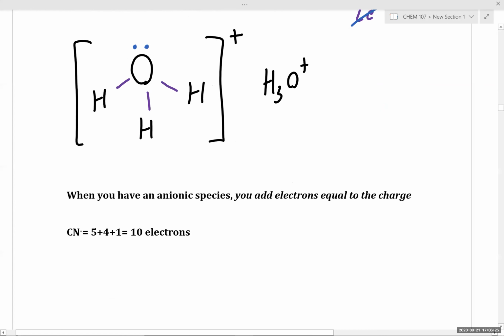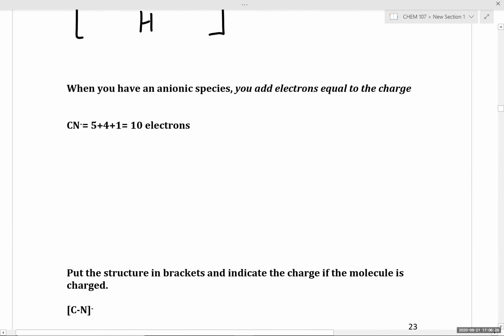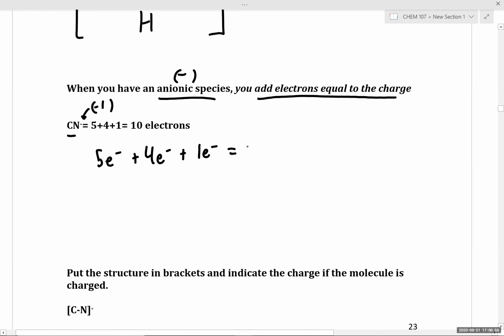Well, just like for cationic species, except in the inverse case, when you have an anionic species, which is a negatively charged species, you add electrons equal to the charge. So in this case, cyanide, CN minus. For nitrogen, we have five electrons per nitrogen atom. We have four electrons per carbon atom. And since we have a minus one charge, we add one electron to our total. That gives us 10 electrons.